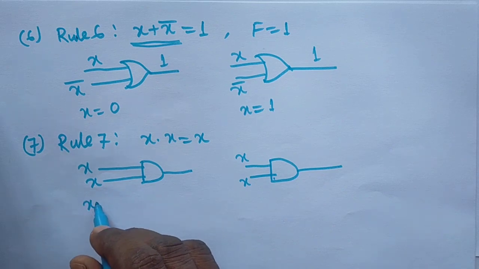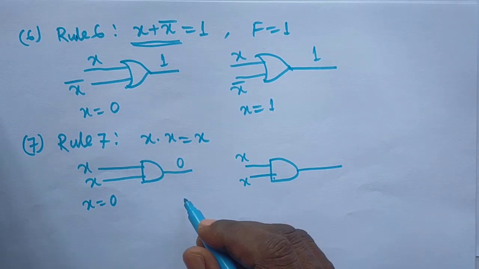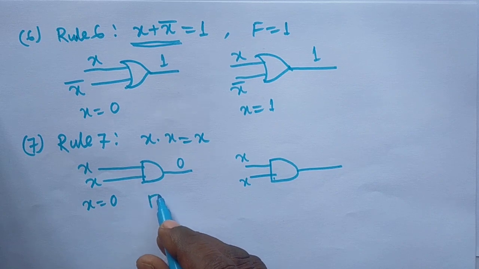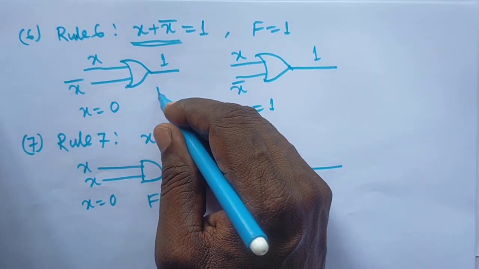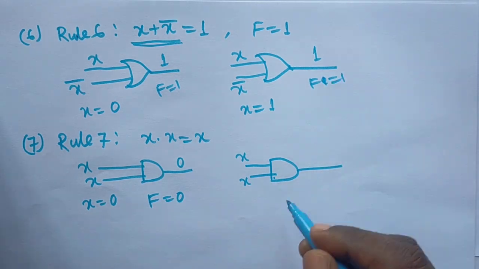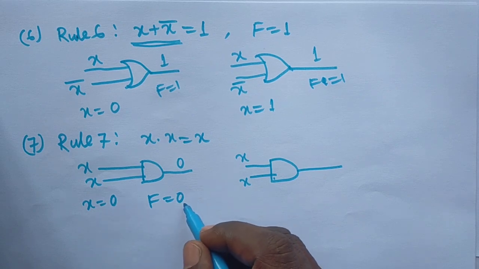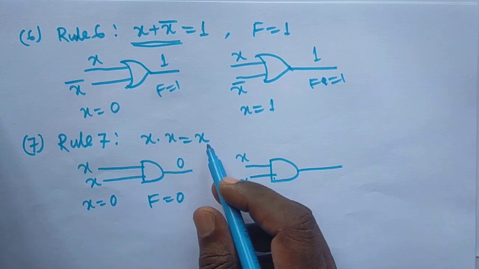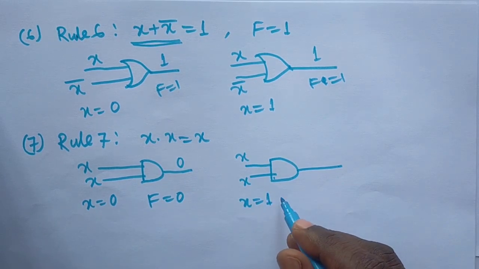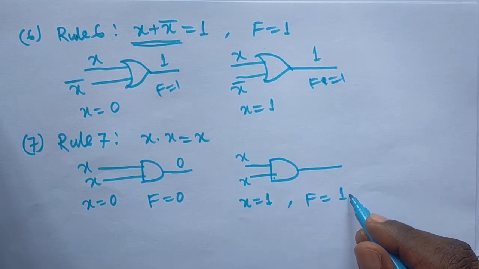You see, if x is equal to 0, 0 into 0 is 0, so the output is also 0. So f is equal to 0 here. Whenever the x value is 0, the result is also 0. Result 0 means x, because x is 0. If x is equal to 1, then you see the result is also 1, 1 into 1 is 1.